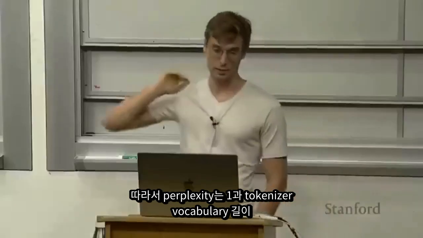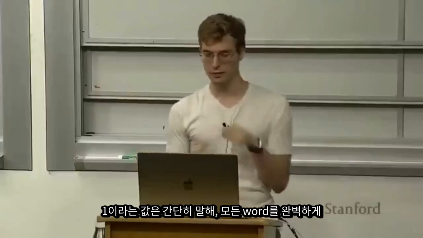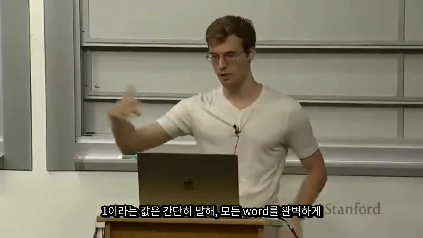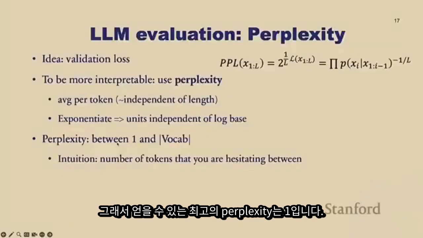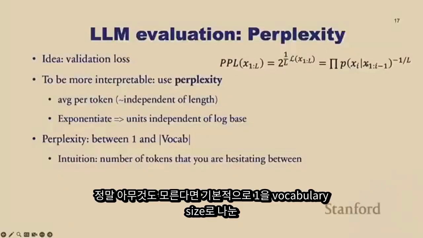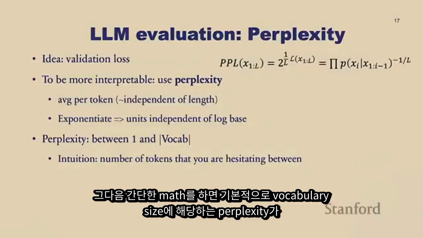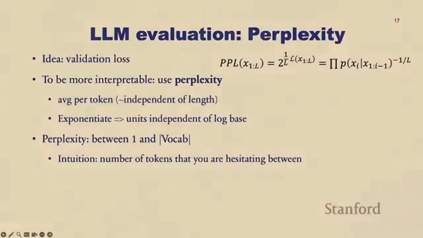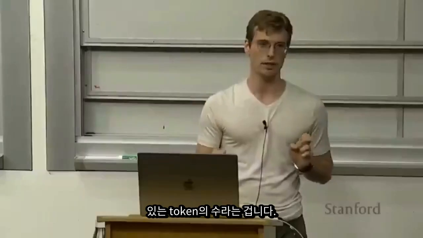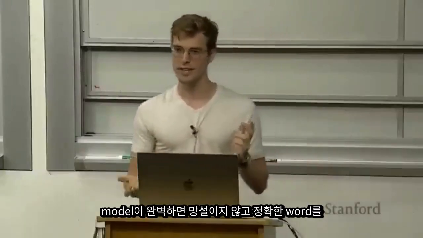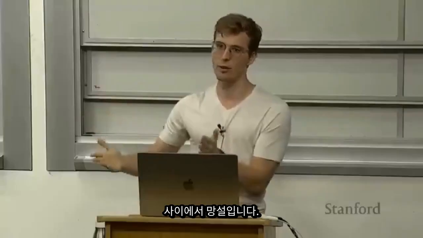Perplexity is between 1 and the length of the vocabulary of your tokenizer. If you predict perfectly every word, then every word will have a probability of one, so the best perplexity you can have is 1. If you really have no idea, you basically predict with 1 divided by the size of the vocabulary, and then with simple math you get a perplexity of the size of the vocabulary. So the intuition of perplexity is that it's the number of tokens your model is hesitating between. If your model is perfect, it doesn't hesitate, it knows exactly the word. If it really has no idea, then it hesitates between all of the vocabulary.